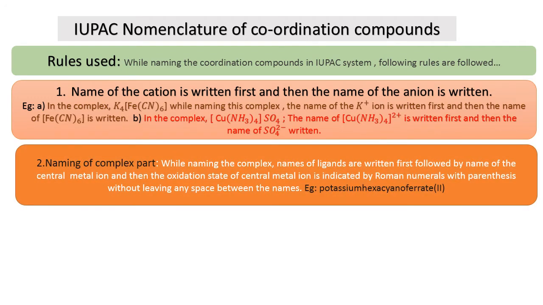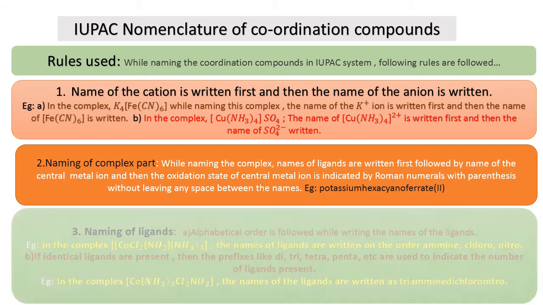Naming of the complex part. While naming the complex, the names of the ligands are written first, then the name of the central metal ion, and then the oxidation state of the central metal ion indicated by Roman numerals within brackets, without leaving any space between the names. Example, potassium hexacyanoferrate(II). Here, there is no space between the ligands, the central metal ion or the oxidation state.